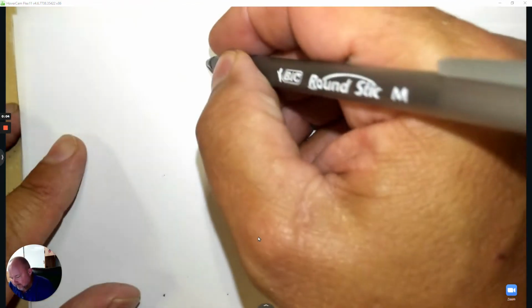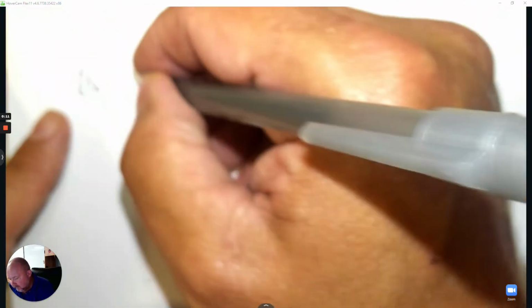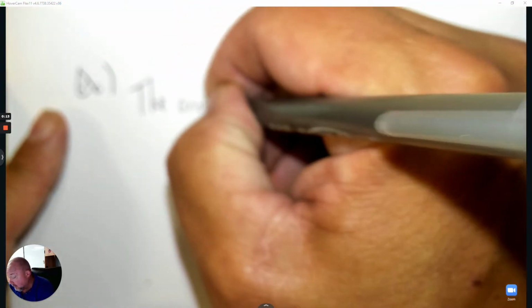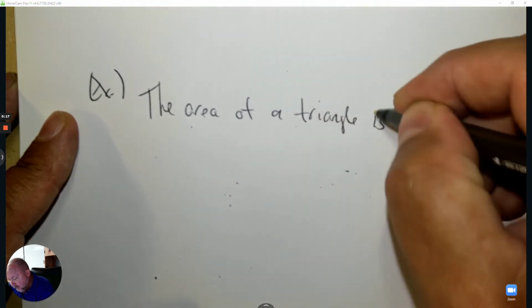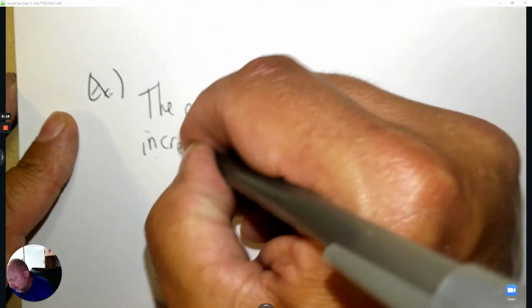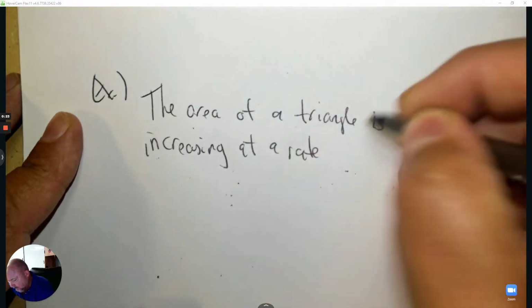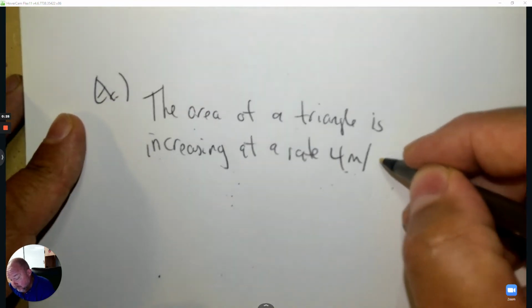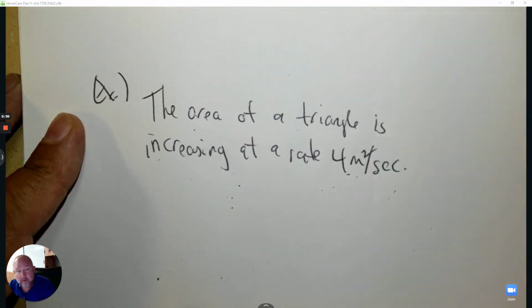All right, so we're reviewing for related rates. Let me give you an example. We're going to do a couple examples before you do the quiz to try to help you. So let's say the area of a triangle is increasing at a rate of 4 meters squared per second.